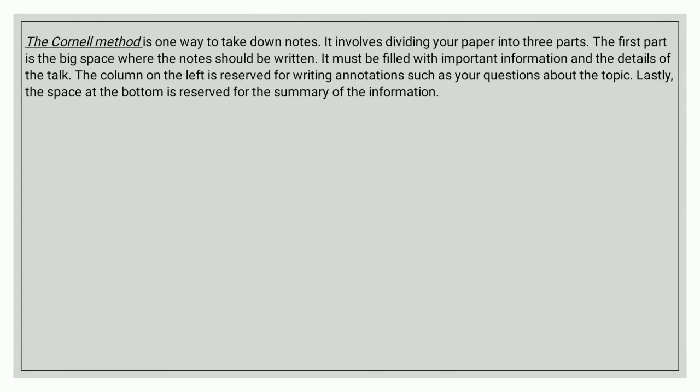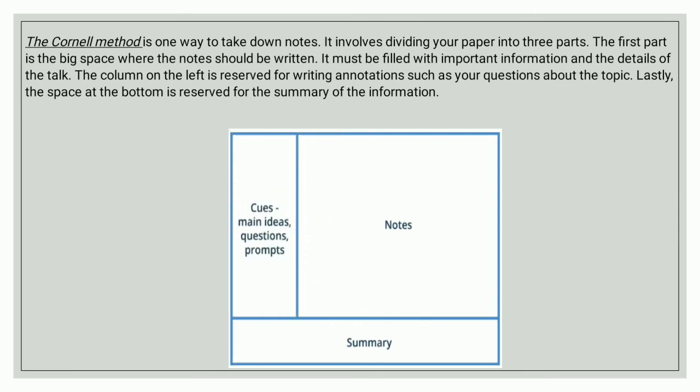The Cornell method is one way to take down notes. It involves dividing your paper into 3 parts. As you can see, the first part is the big space where the notes should be written. It must be filled with important information and the details of the talk. The column on the left is reserved for writing annotations such as your questions about the topic. Lastly, the space at the bottom is reserved for the summary of the information.